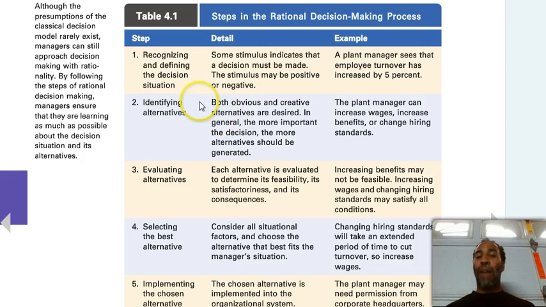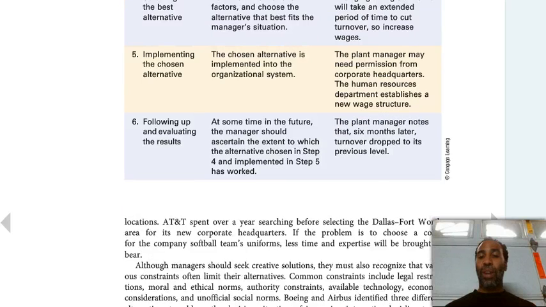So I'll go over one more. Identifying alternatives. Both obvious and creative alternatives are desired. In general, the more important the decision, the more alternatives should be generated. So the more important it is, the more alternatives, the more spaghetti we're going to throw on the wall and see if it sticks. For example, a plant manager can increase wages, increase benefits, or change hiring standards, right? So if I increase wages, is there a possibility of me keeping people longer? Yes. If I increase benefits, is there a possibility of me keeping people longer? Yes. If I change hiring standards, is there a possibility of me keeping people longer, because now I'm going to get individuals that I believe will stay much longer? Yes, there is, right?